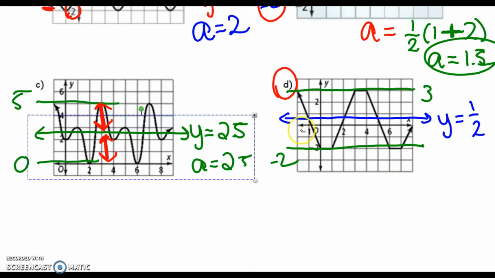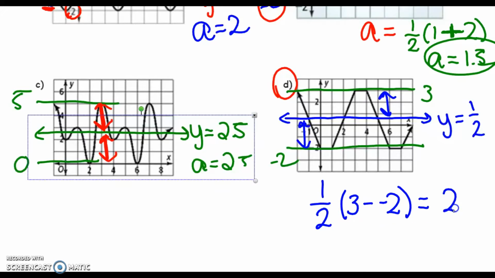And then my amplitude is again the distance between here, or the distance here. So you could have done that, or you could have used our formula, 1/2 max value minus min value, which would get you to the same 2.5. So hopefully you guys agree with what just happened there.